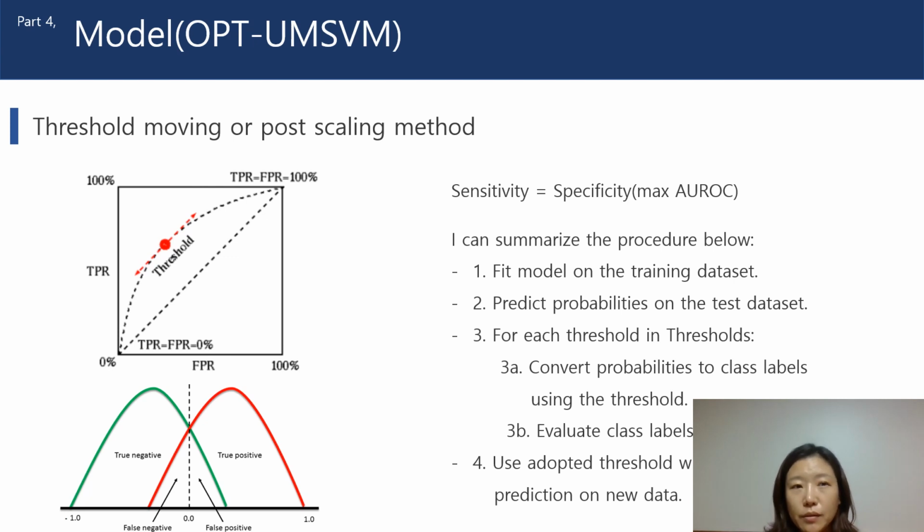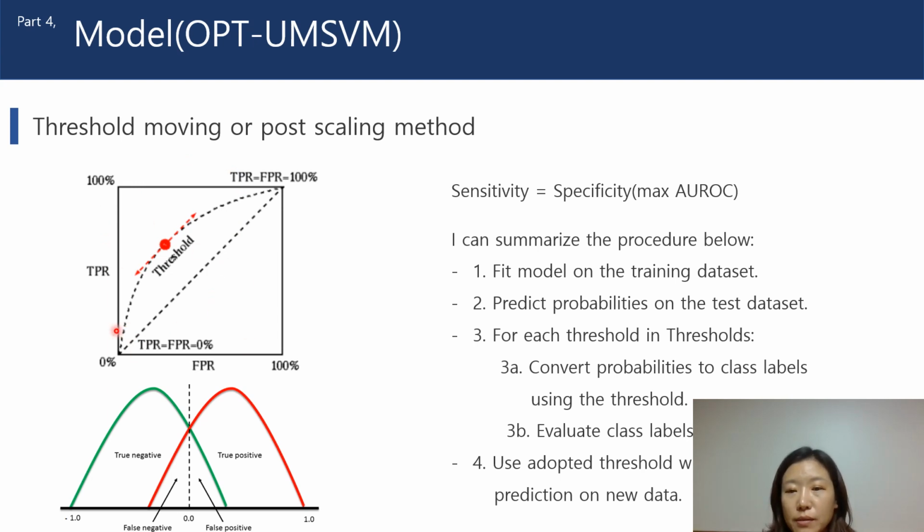So I propose OPT-UMSVM, that is, optimized UMSVM. The OPT-UMSVM algorithm finds tau using the threshold moving method. Sensitivity can be made closest to the specificity by this method. At this point, GM is maximized and AURC is also maximized.